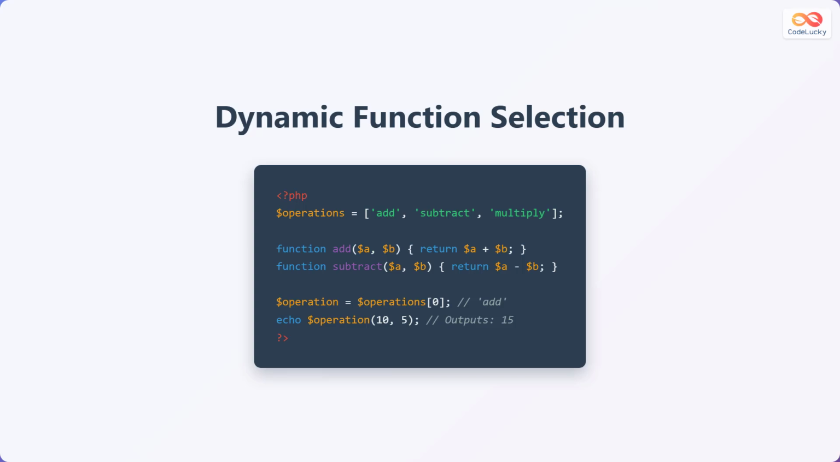Variable functions are very helpful for dynamic function selection. Suppose we have an array called $operations containing the strings add, subtract, and multiply. We also define functions add and subtract. We can then select a function name from the $operations array, assign it to the $operation variable, and call that function using the variable. For example, if we select add from the array, then $operation of 10 and 5 will output 15, the result of 10 plus 5.